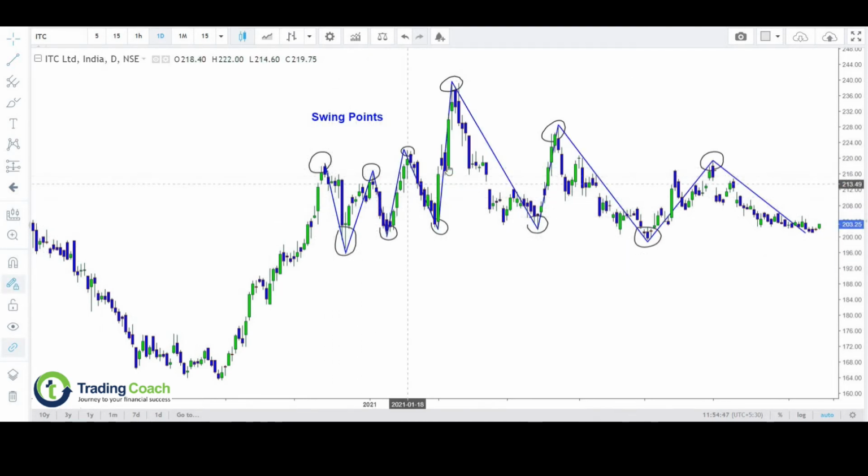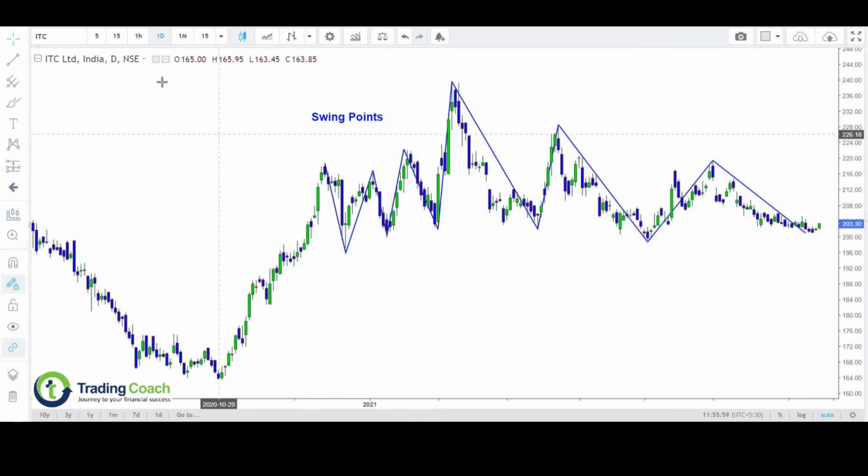So I have connected all the major swing points over here. I have connected them using this dark trend line. Now I need to remove all the circles over here. So let me quickly remove all these circles. I have removed all the circles over here. Now I need to connect all these turning points.